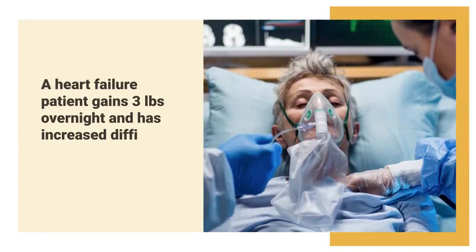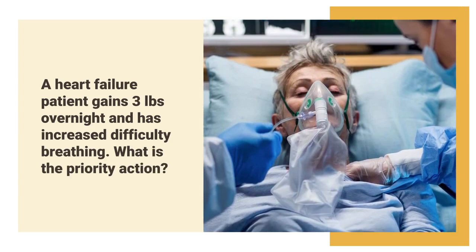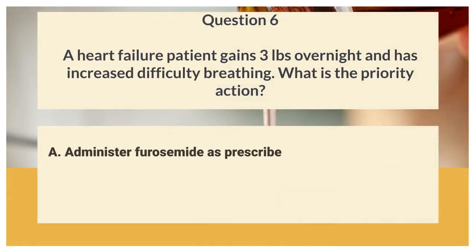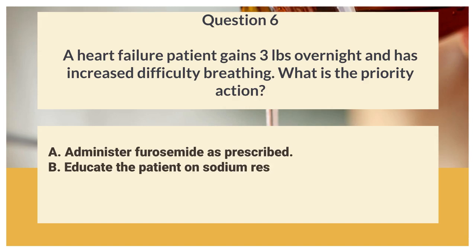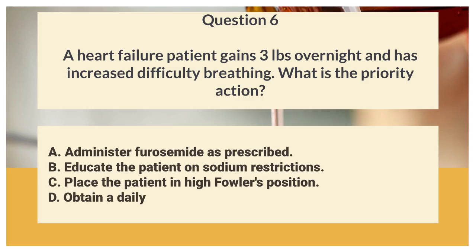A heart failure patient gains 3 pounds overnight and has increased difficulty breathing. What is the priority action? A. Administer furosemide as prescribed. B. Educate the patient on sodium restrictions. C. Place the patient in high Fowler's position. D. Obtain a daily weight. So, it says, what is the priority action?